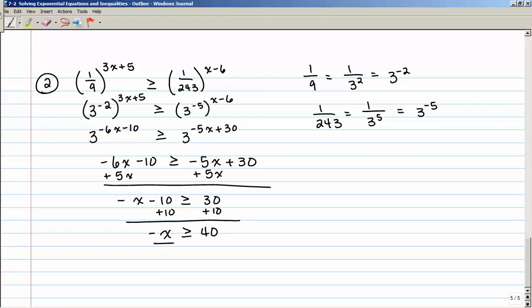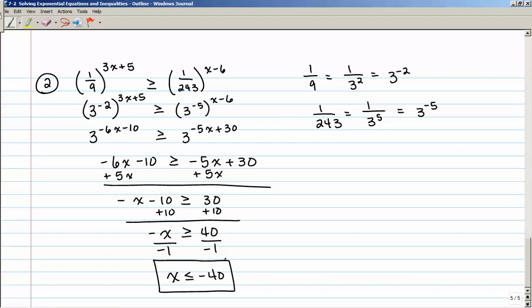And now I need to divide by a -1. And don't forget that when we multiply or divide an inequality by a negative number, we have to flip the direction of the inequality. So this is going to give me a positive x, but my greater than or equal to is going to turn into a less than or equal to -40. And again, you can check this if you'd like by plugging it into the calculator.